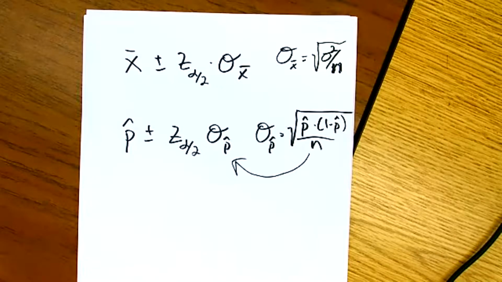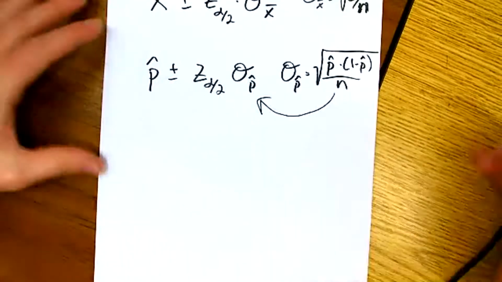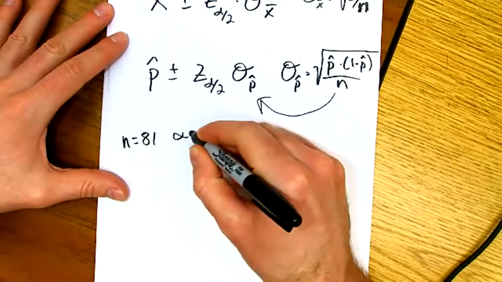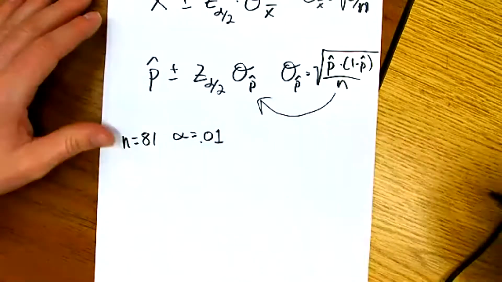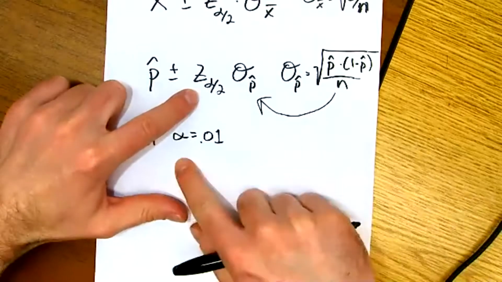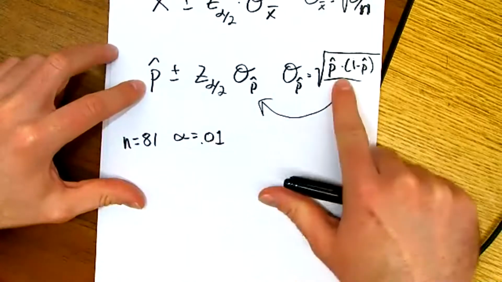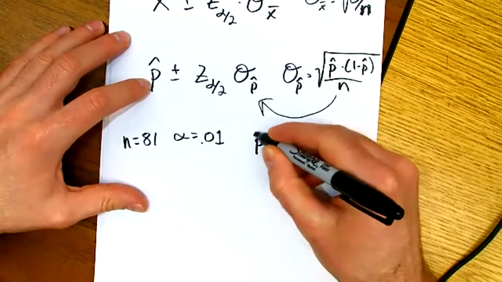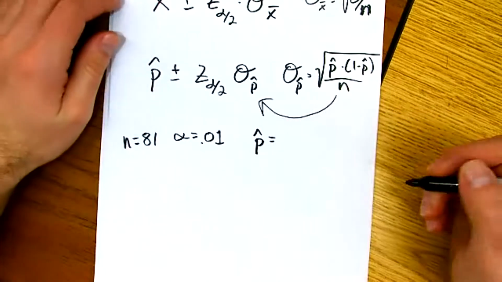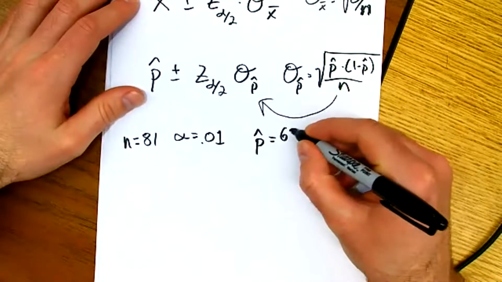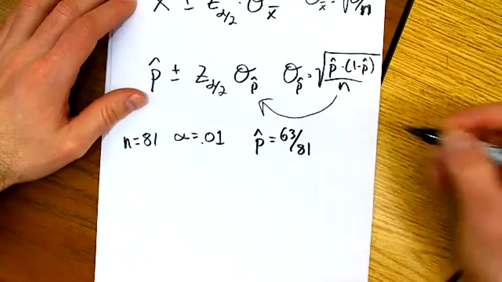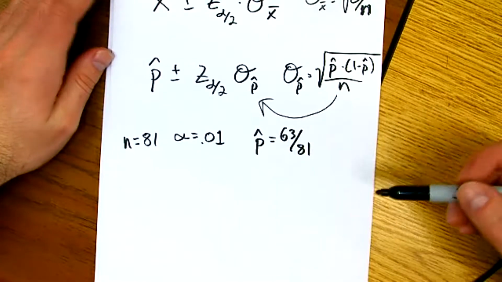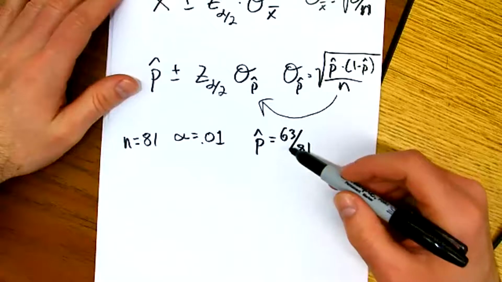So what we're going to do is identify the pieces of information we need. We had a sample size of 81. Our alpha we just said was 0.01. Alpha is going to help us find the z-score. So the only thing I need is my sample proportion. Well, I wasn't directly given that, but I was told that 63 out of 81 people, right, responded that they were in favor. So 63 out of 81, that's my sample proportion.